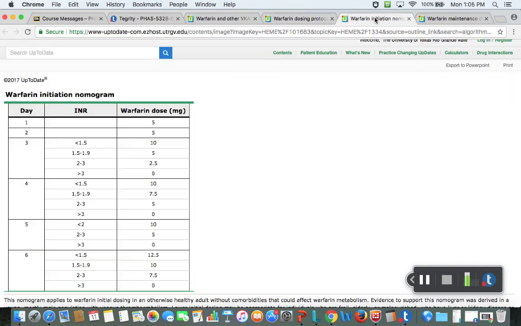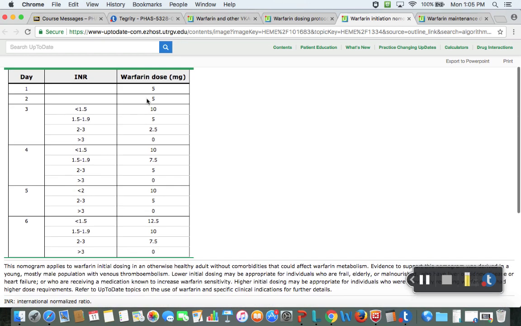You also will see nomograms. Here's a warfarin initiation nomogram. You may see these up in clinics. Again, assuming a healthy adult who is not frail, not elderly, and doesn't have hepatic issues, you can start them at 5 milligrams for the first 2 days.